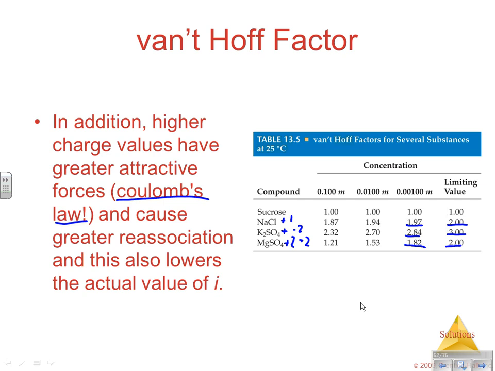So two things are really going to affect our value of i that you should understand. The greater the concentration, the worse our prediction is going to be for the i value. And in addition, the greater the charges are of the ions from the ionic solute that we have, the more it's going to differ from the predicted i value.